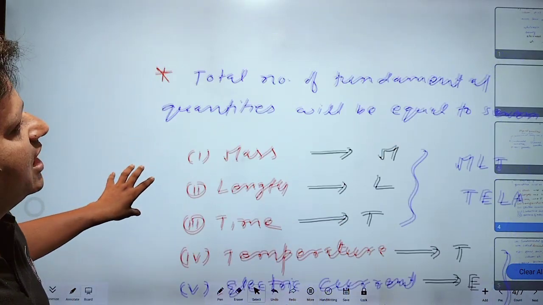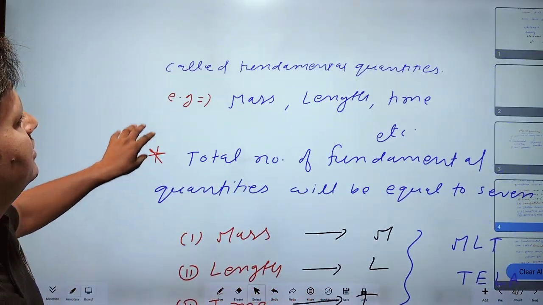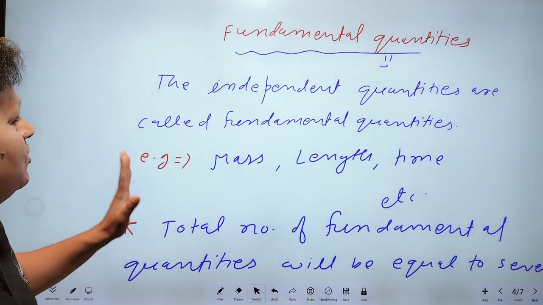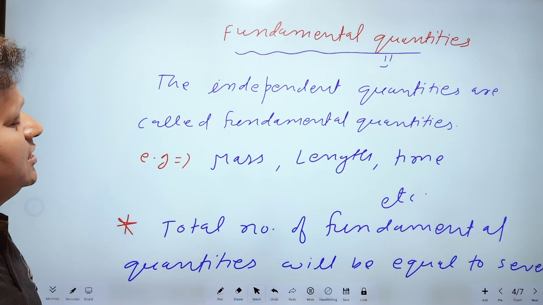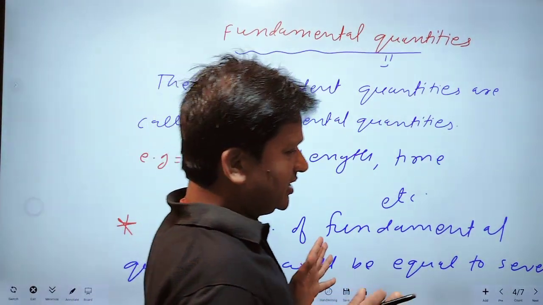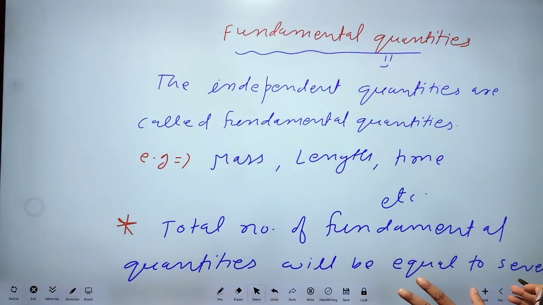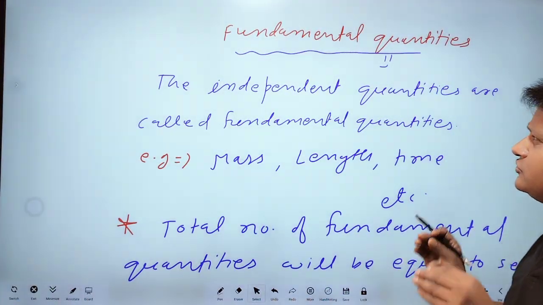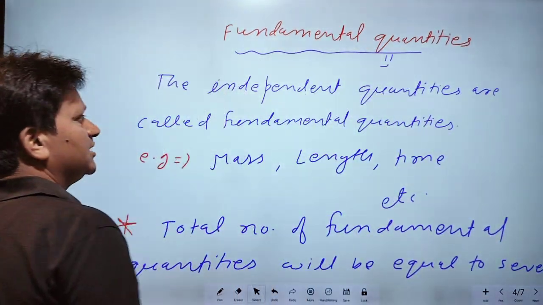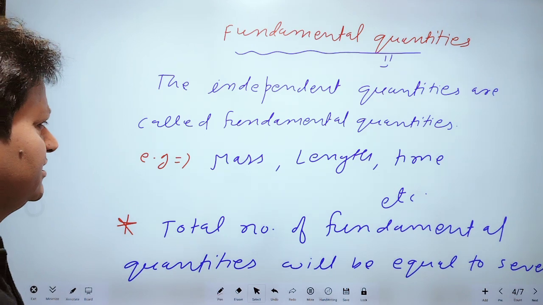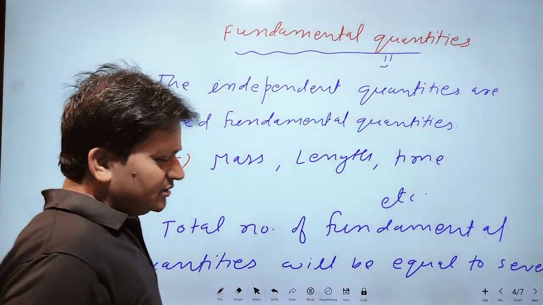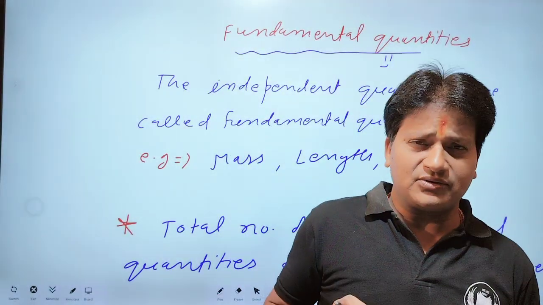First of all, I am going to define fundamental quantities. The independent quantities are called fundamental quantities. You can also say, in other words, those quantities which do not depend on other quantities are called fundamental quantities, such as mass, length, time, etc. There are 7 fundamental quantities.